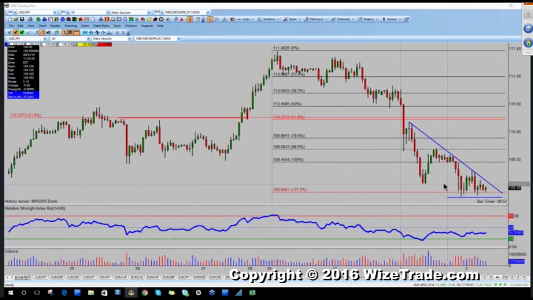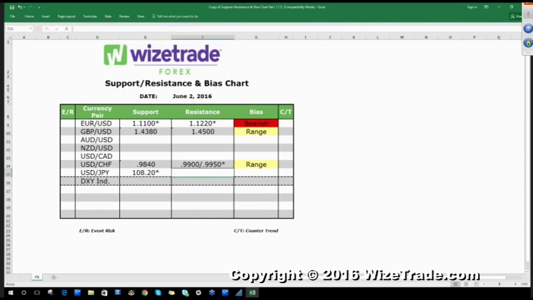And what will take the downside pressure off? What's going to take the downside pressure off is right here at 109.30. So if we can break above 109.30, that's going to start to squeeze the dollar yen and put us back in our range. All right, let's go over to the CAD.